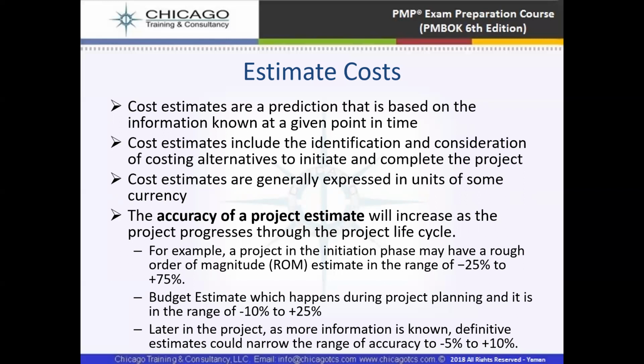Why? Because after some time we will know in detail each and every activity. We will know the real scope. We will know all the details of the project, even the risks. So that's why our accuracy will be very definitive, and it will narrow down to 5 to 10%.